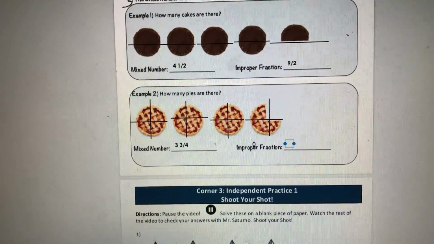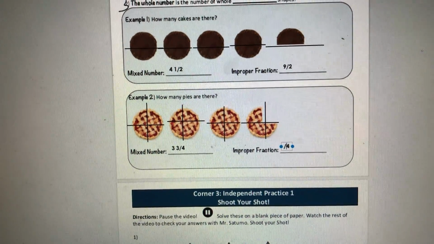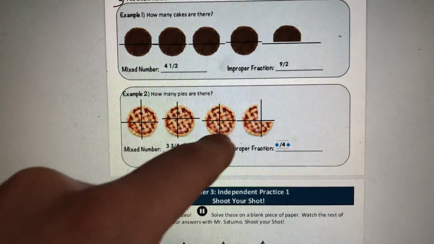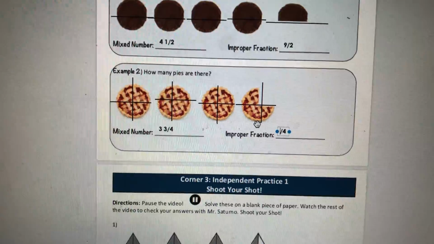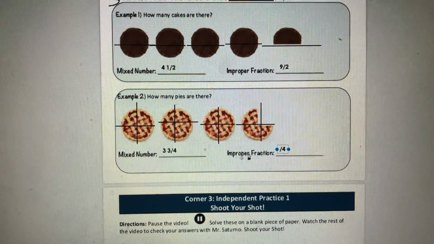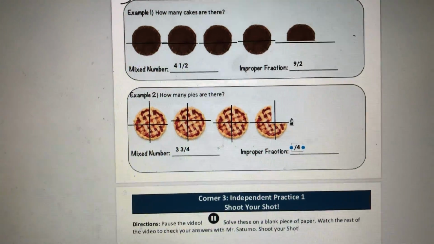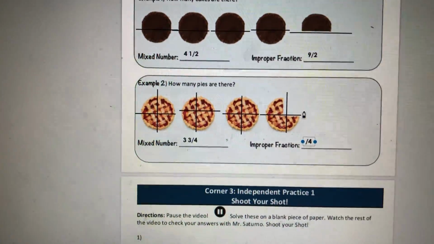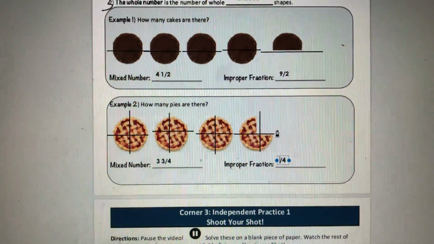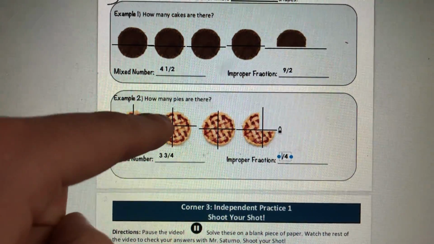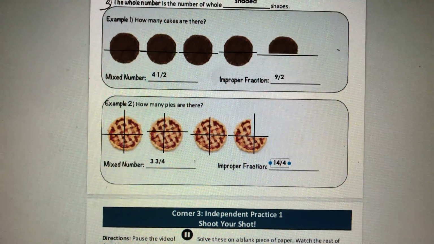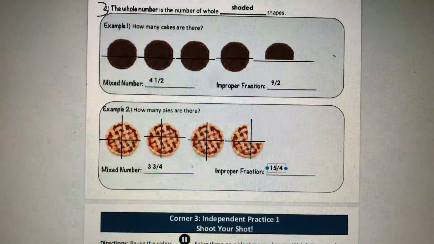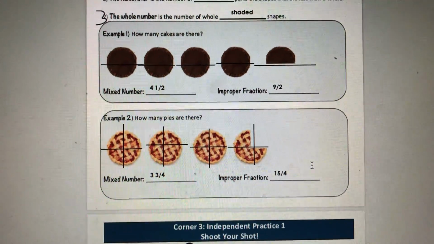When I'm counting my improper fraction, my denominator is still going to be 4ths because every single pie is split into 4 equal parts. But now, instead of just looking at the one piece of pie that is less than 1, I'm going to count up all the pieces of the pie for my numerator. 1, 2, 3, 4, 5, 6, 7, 8, 9, 10, 11, 12, 13, 14, 15. The improper fraction is 15/4.